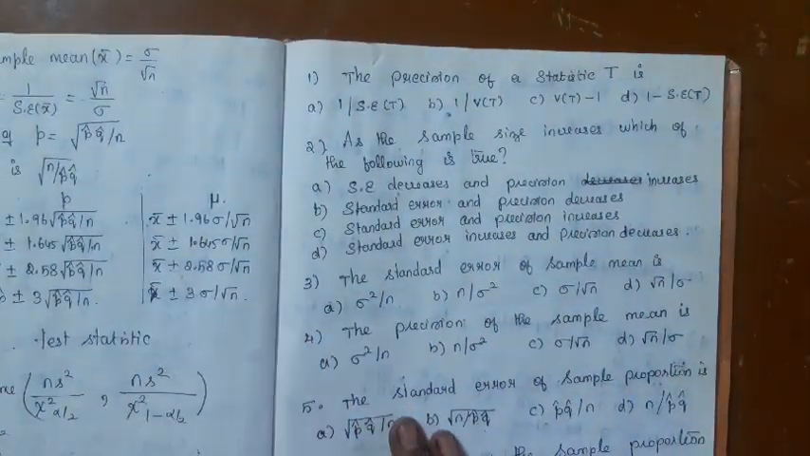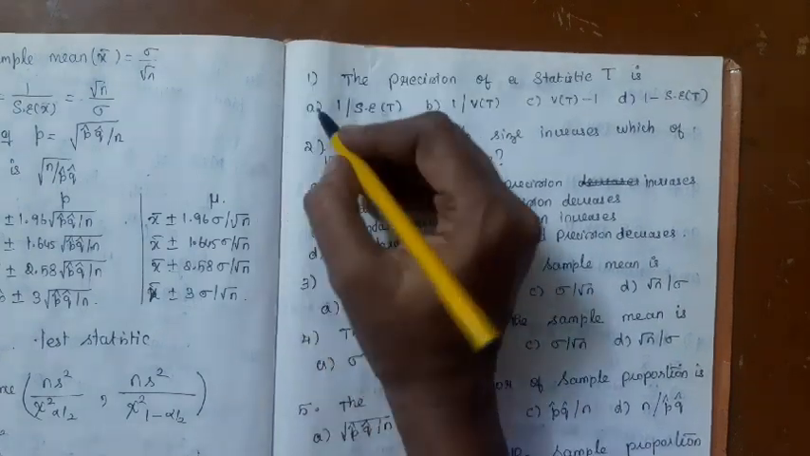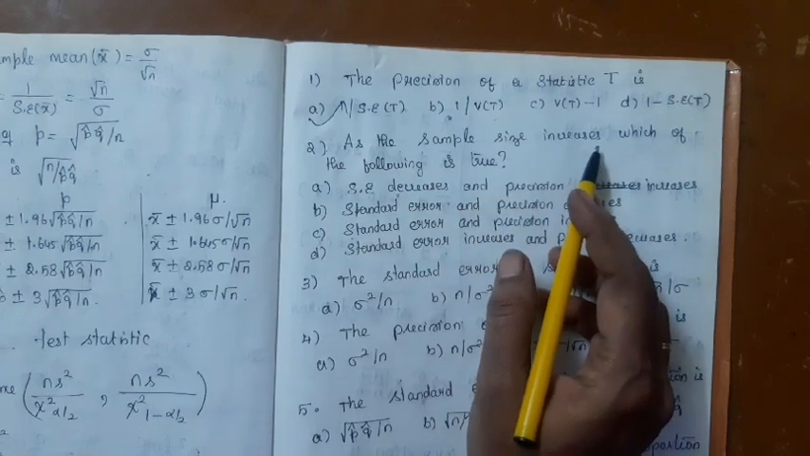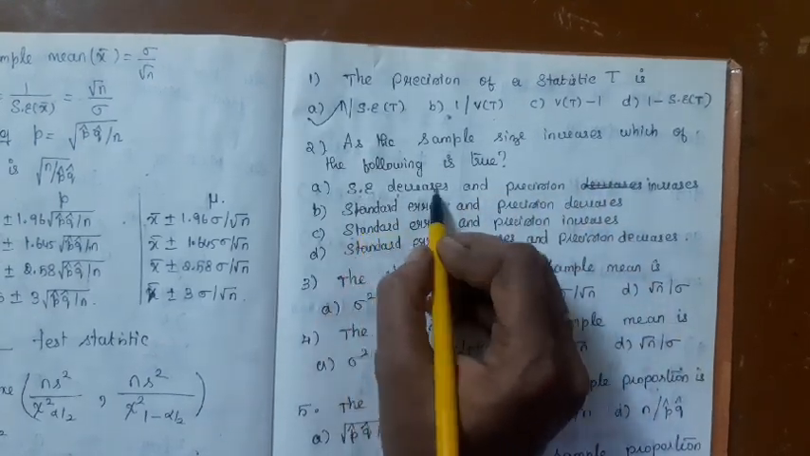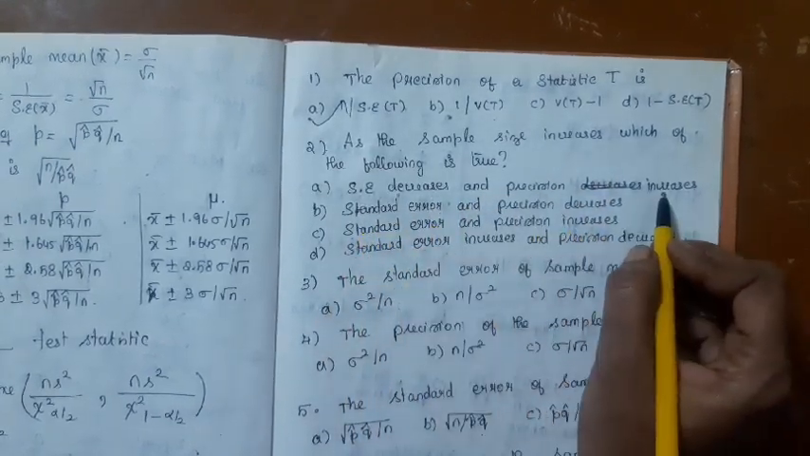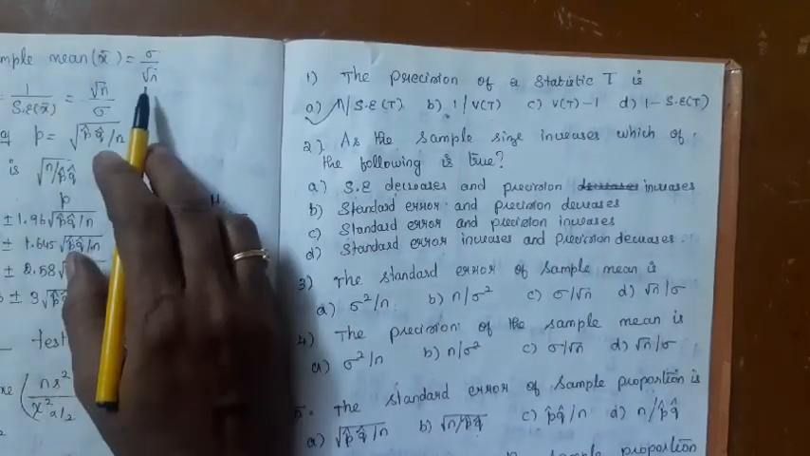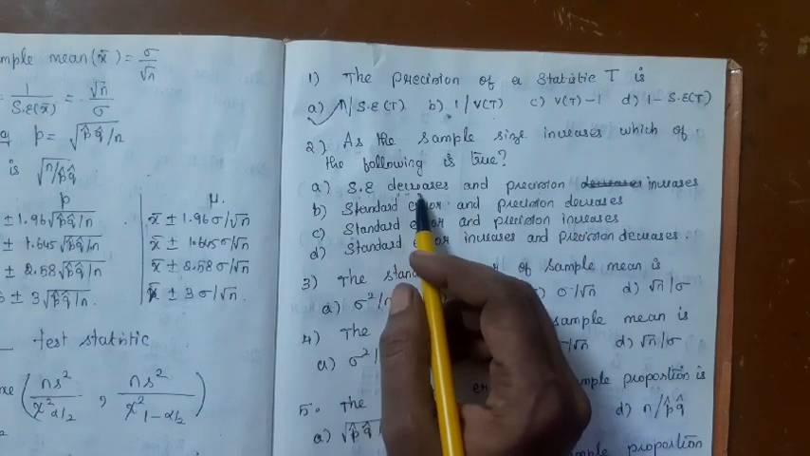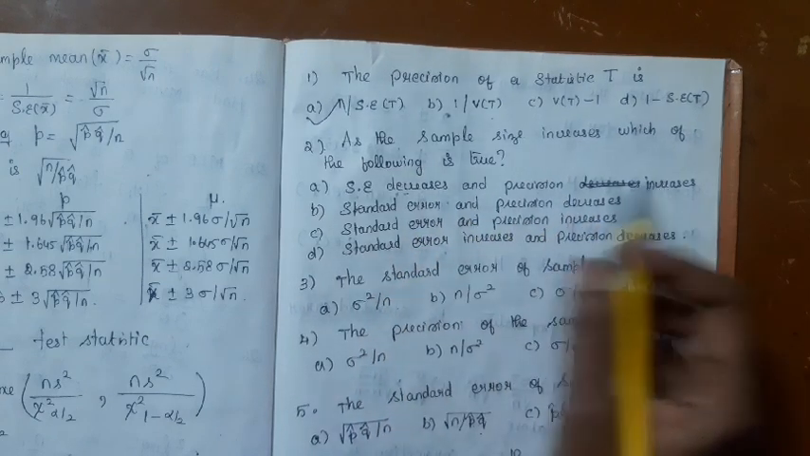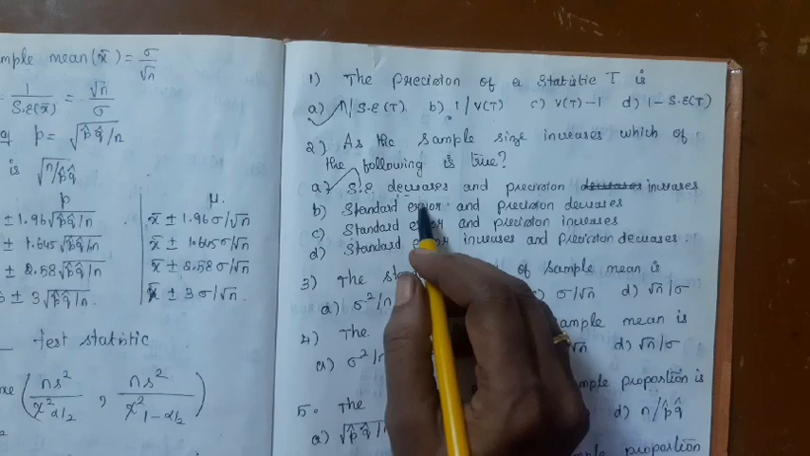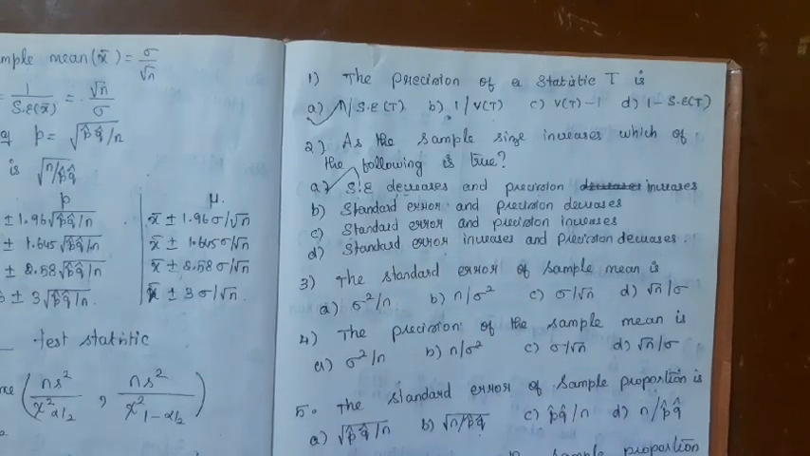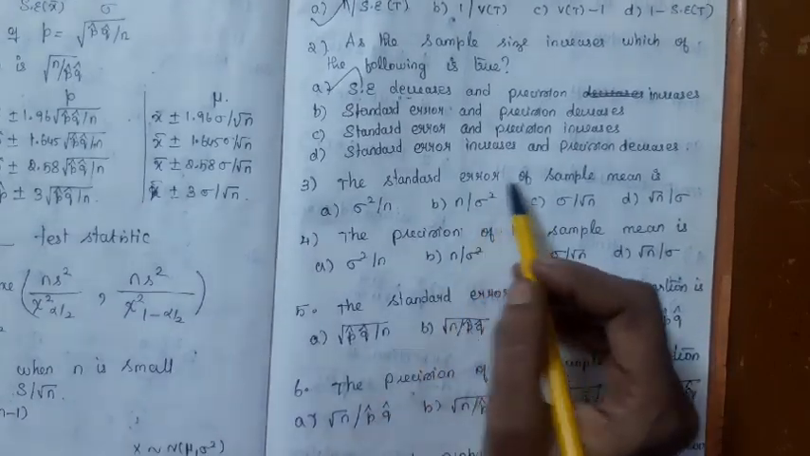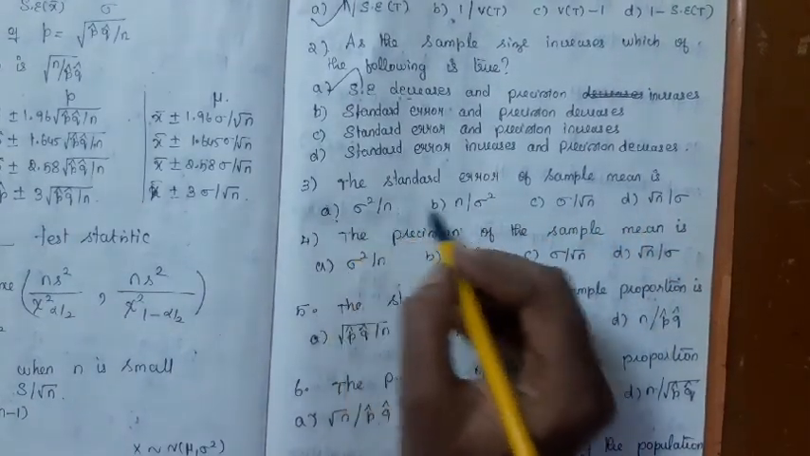The precision of your statistic t is 1 by standard error of t, right? As the sample size increases, the standard error decreases and precision increases. As sample size decreases, standard error increases and precision decreases. So if we improve the sample size, we will get better results. That's the idea.